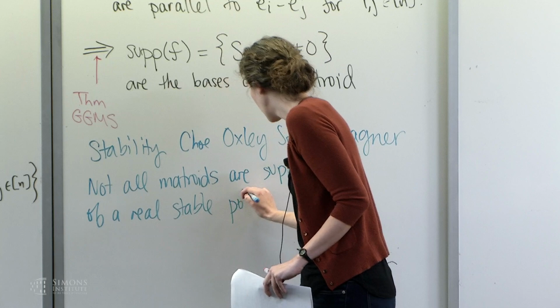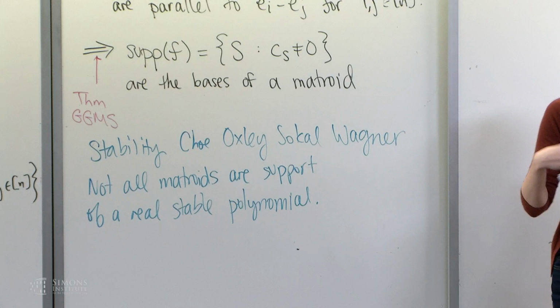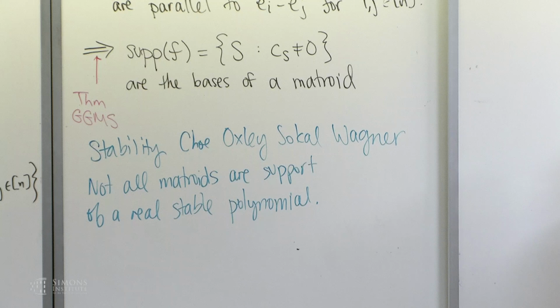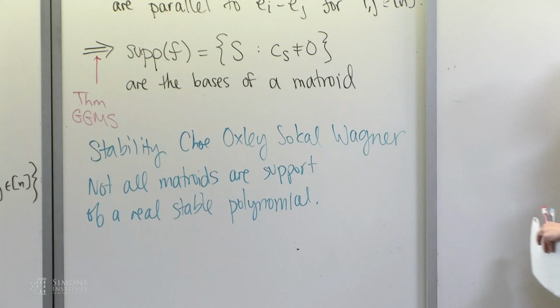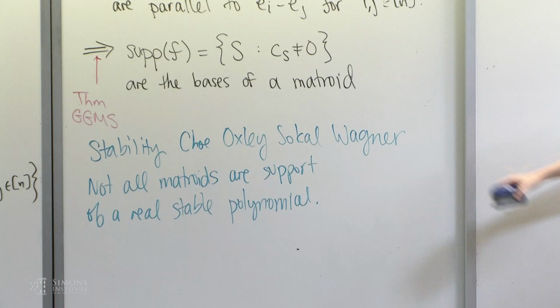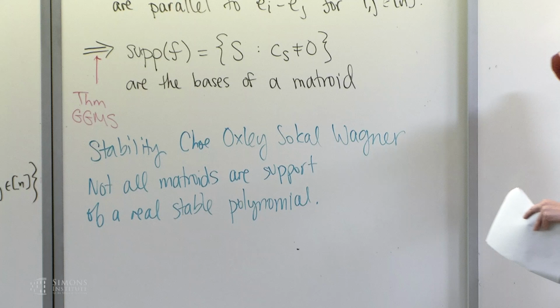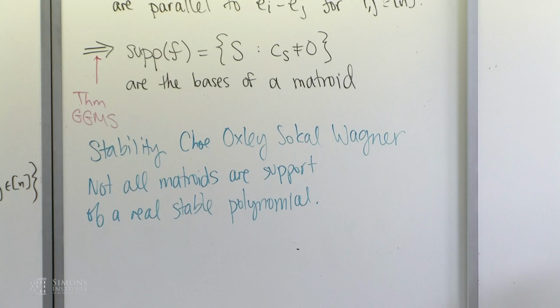For example, Petter Brändén showed that the Fano matroid is a perfectly good matroid, but there is no real stable polynomial whose support matches the Fano matroid. And more generally, so this was for homogeneous multi-affine polynomials. Again, work of Petter characterized more general combinatorics going on for stable polynomials that are not necessarily multi-affine.